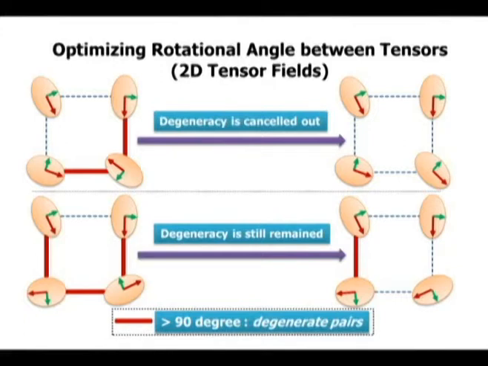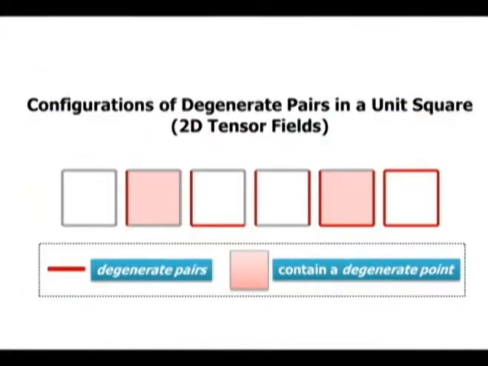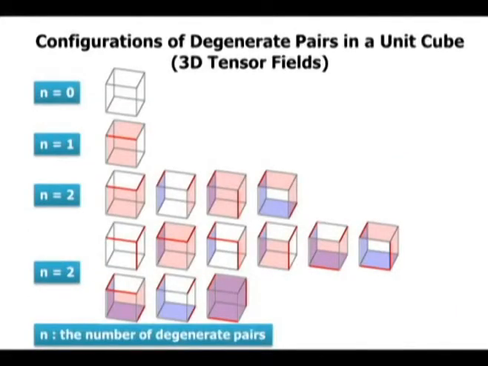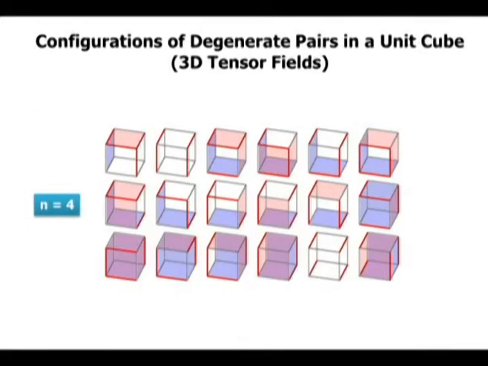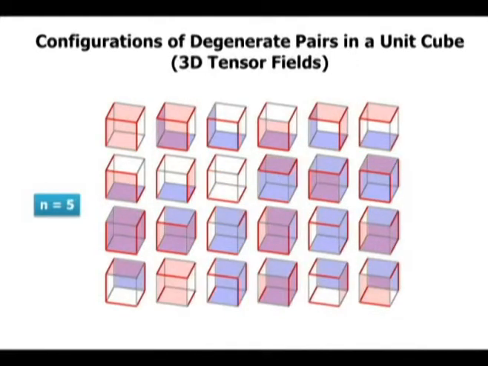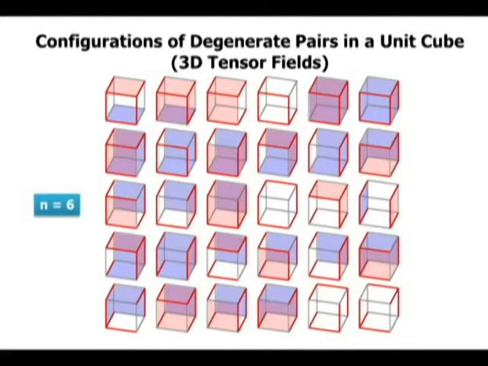On the other hand, in the second case, on the bottom, one degenerate pair out of three still remains even when the other two are cancelled out. Thus, we can conclude that the unit square region contains a degenerate point inside it if the number of degenerate pairs along the square is odd. In the same way, we can also enumerate all the possible configurations of degenerate pairs with respect to a unit cube in 3D tensor fields.